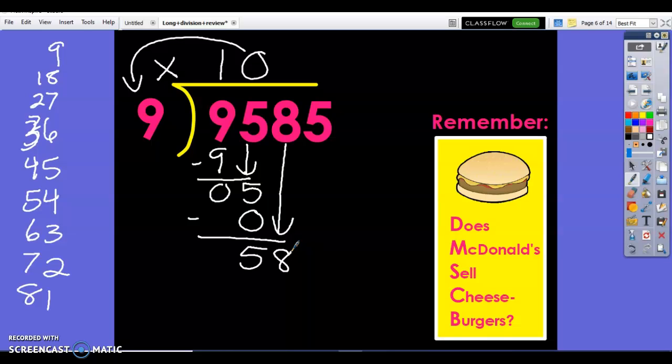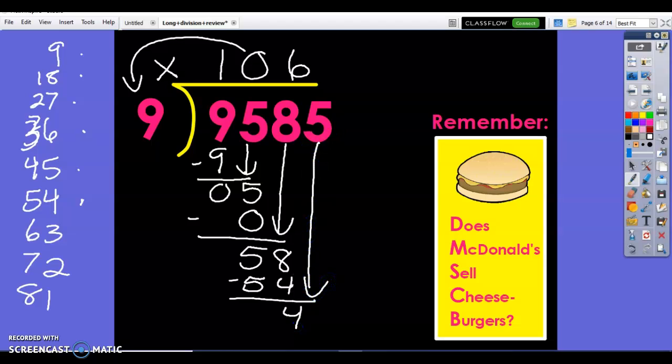9 divides into 58 right here. Count them: 1, 2, 3, 4, 5, 6. 6 times 9 is 54. Subtract. You bring this down. 45. I have it right here. 9 divides into 45 5 times. So your 5 goes right here on the top. 45. You are left with a remainder of 0, and you're done. 9,585 divided by 9 is 1,065. Let's practice another.